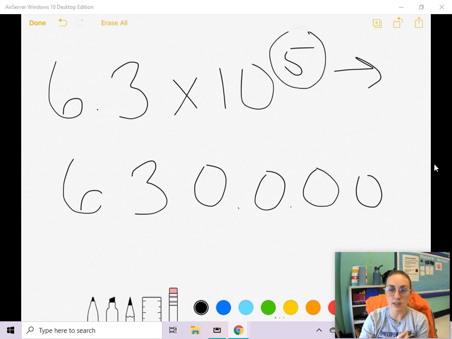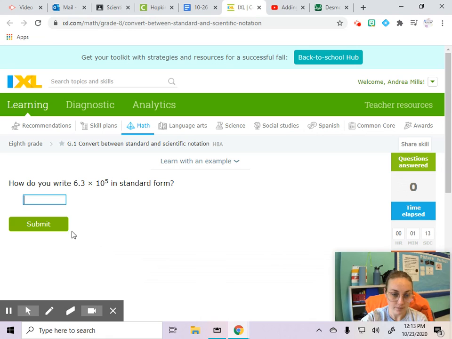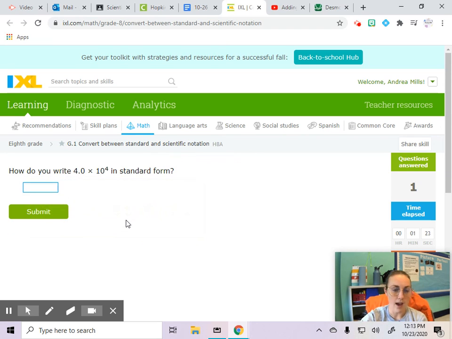And there you go. There's our standard form number. It's going to be 630,000. So we're going to go back to our IXL. We'll go ahead and type that in. 1, 2, 3, 4, 5. Yep, that's correct. Awesome.